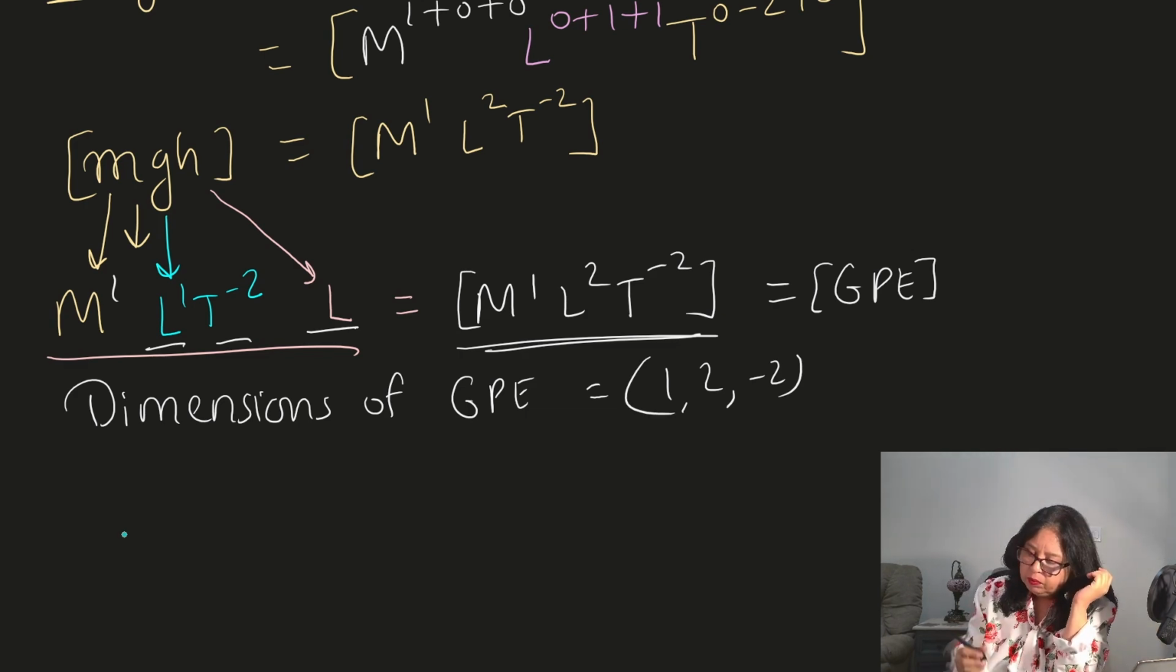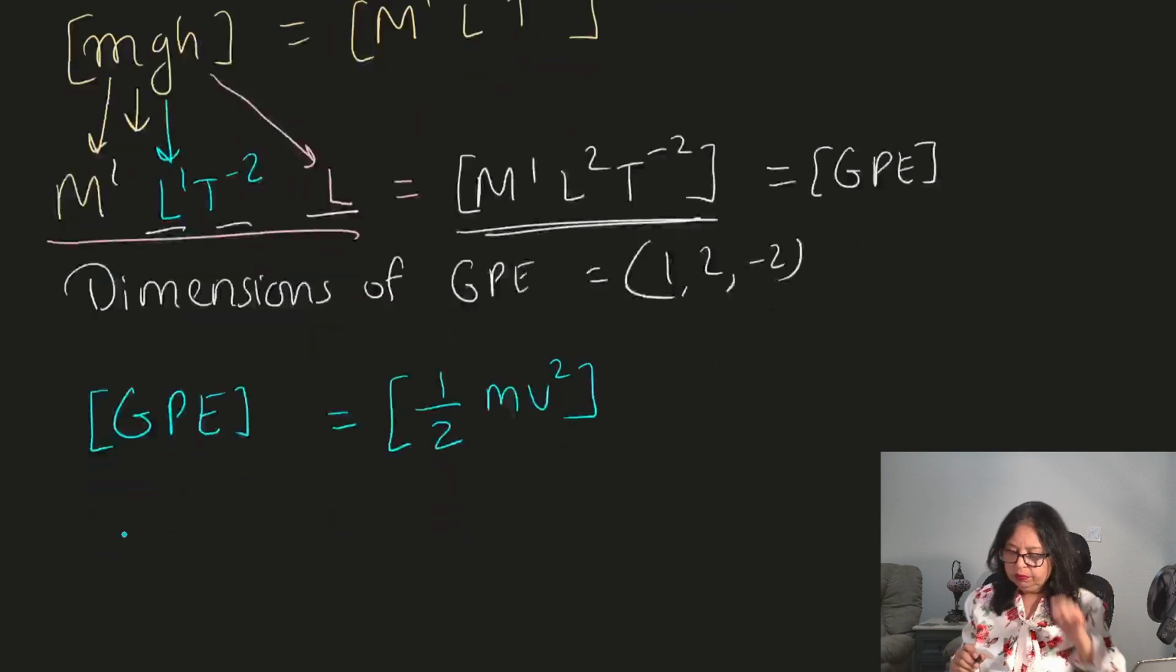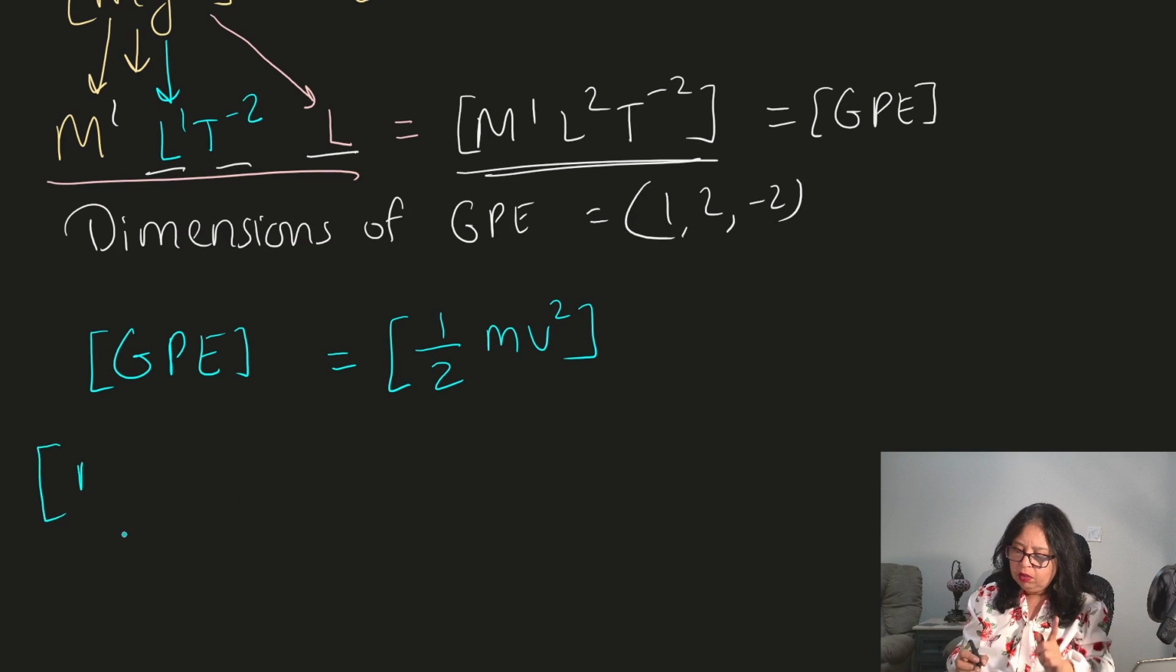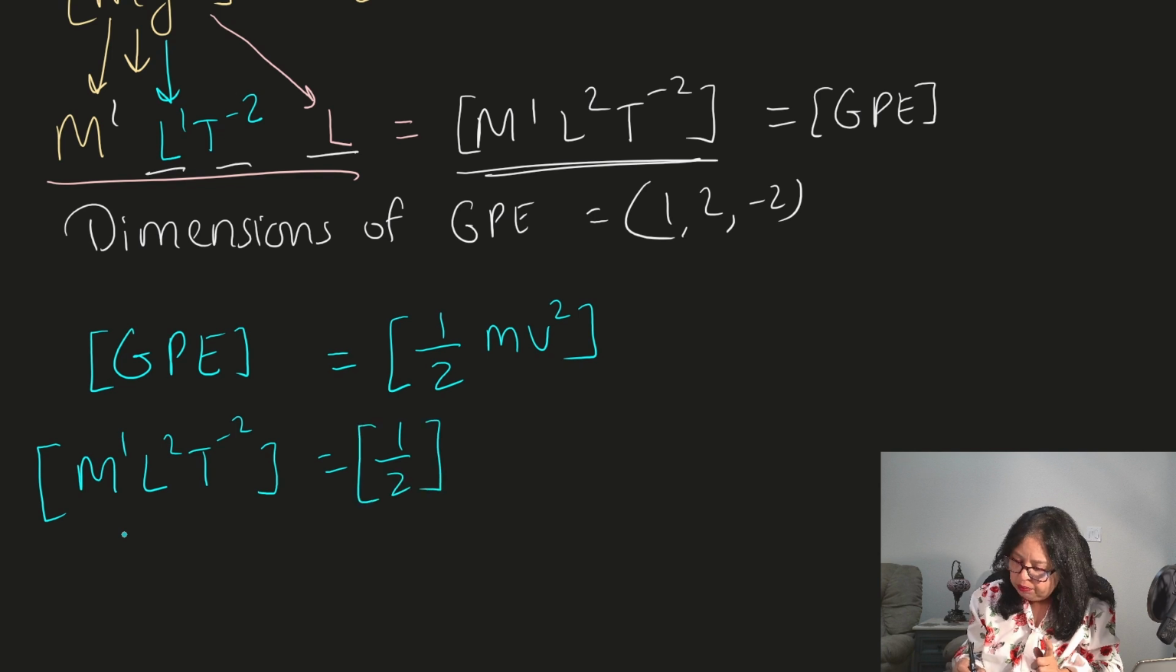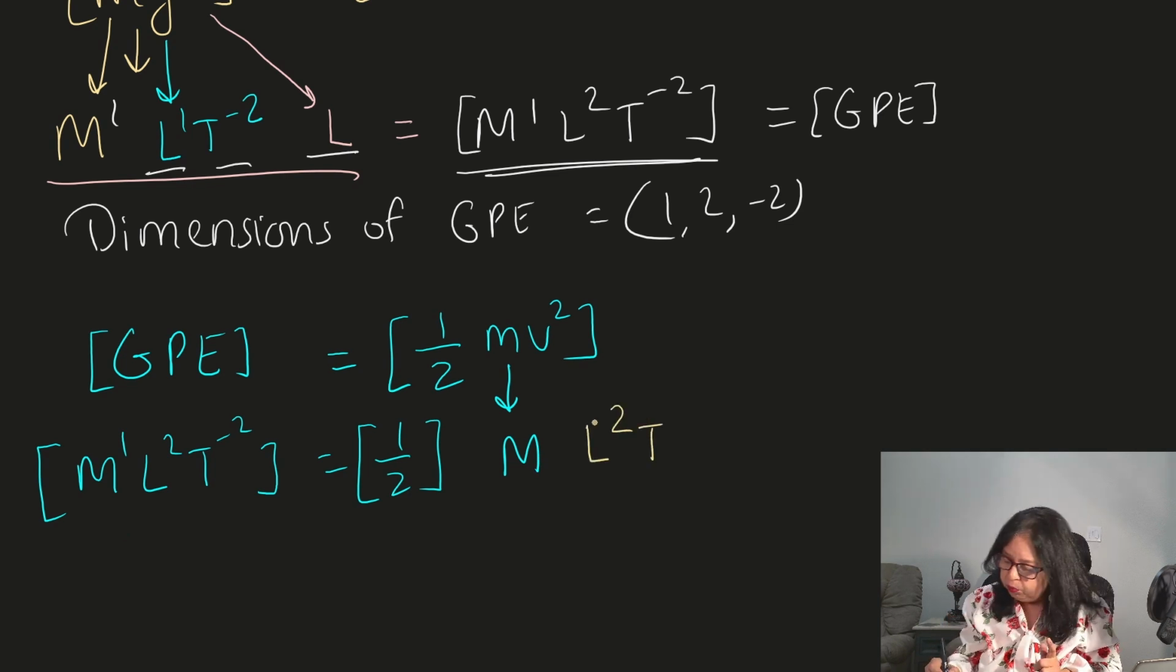Now, I do know that the gravitational potential energy's dimensional formula is same as that of kinetic energy's, right? So I know that on the left-hand side, I have M1 L2 T minus 2. On the right-hand side, I have this 1/2. How about I just write M for M, and for V squared, I'm going to write L squared T minus 2 squared. Why? Because V is M0 L1 T minus 1. So V squared will be M0 L2 T minus 2, but M0, I'm just not writing it, just to make my life easy.